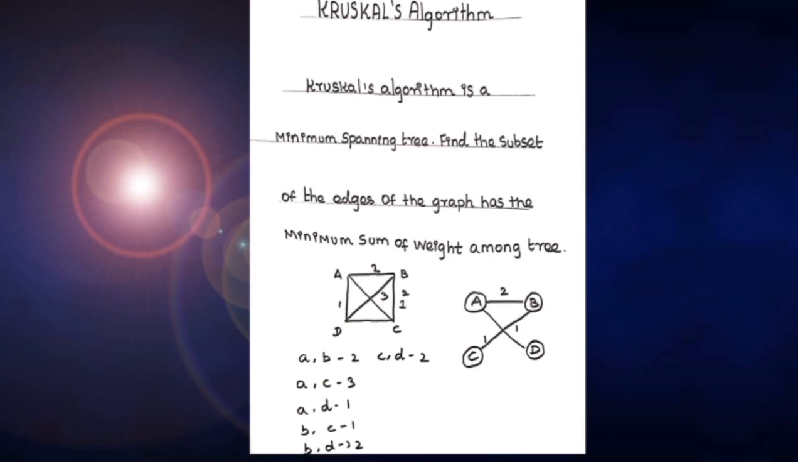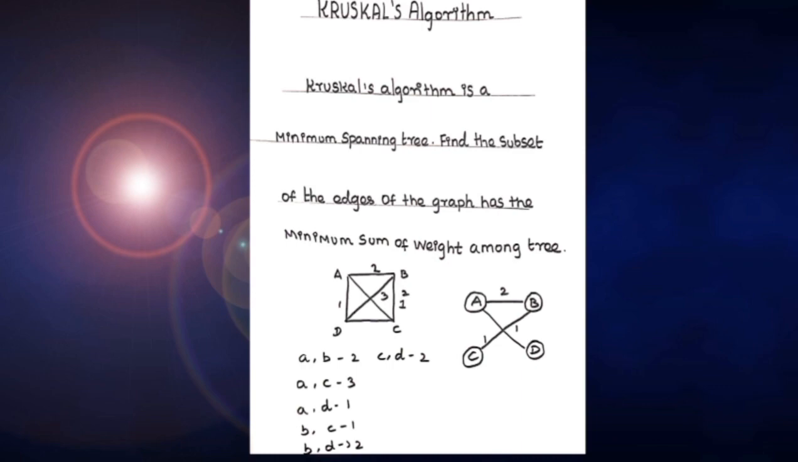How does Kruskal's algorithm work? Sort all the edges from the low weight to the high weight, and take the edge with the lowest weight and add it to the spanning tree. If adding the edge creates a cycle, then reject this edge. Keep adding the edges until we reach all the vertices.